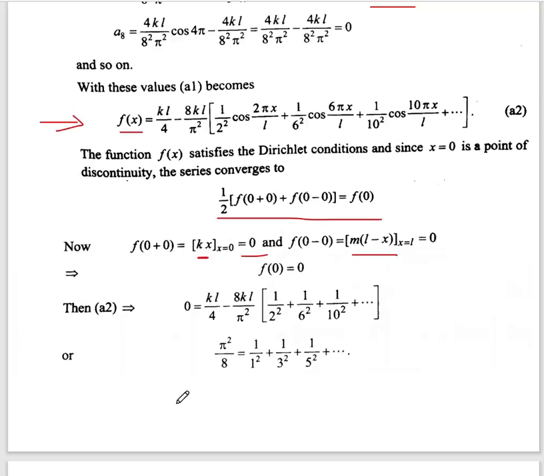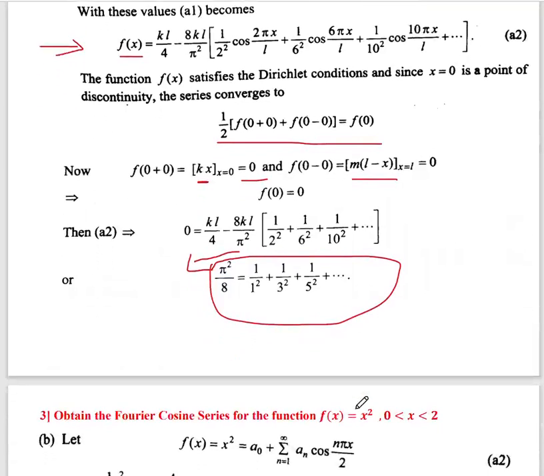Now in the next steps we will transfer this term to the RHS side and take cross multiplication. Okay. So after solving, you will get 1 upon 1 square plus 1 upon 3 square plus 1 upon 5 square plus and so on equal to pi square upon 8. So this is the value of the given term, which is the required solution. So this is the complete solution of the problem.